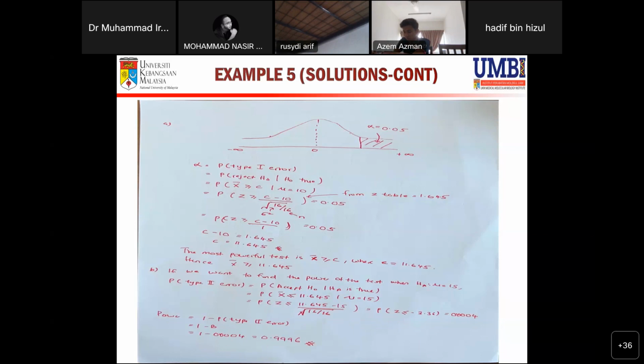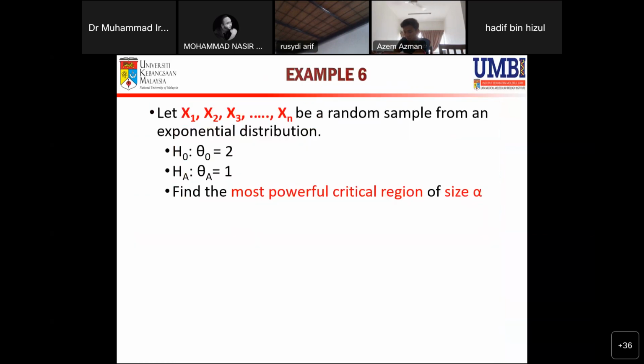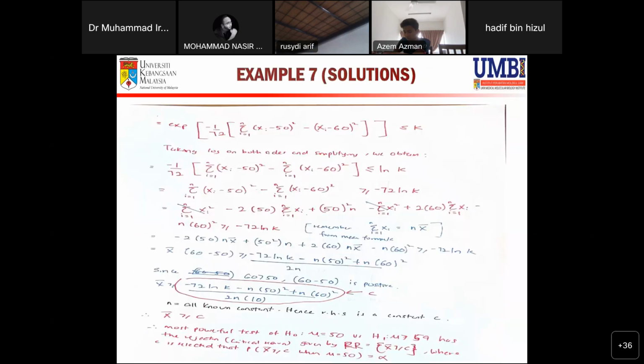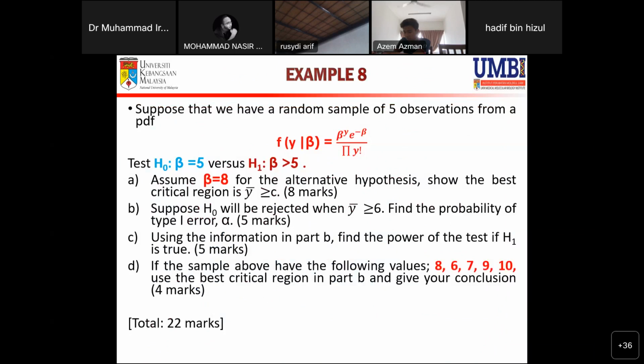Okay. So I'll skip example 6 and 7. We can go through it later. Then we move to example 8. Because example 8, example 9, example 10, there are examples from past questions, questions from the past papers. So this question is one from the past papers.